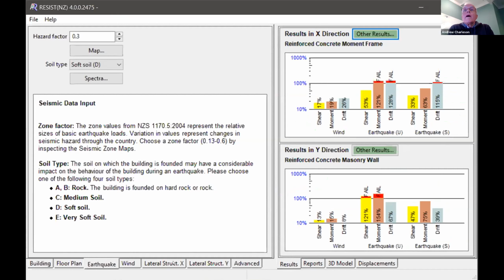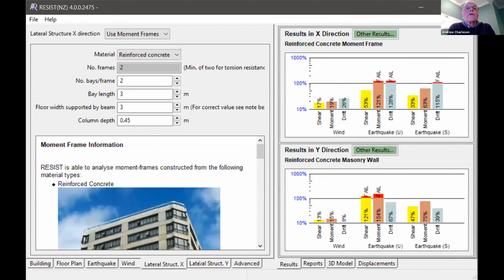Yep, it's failing a little bit because of the changes. Increase your column sizes. There you go, it's close enough. Yeah, 0.5 is close enough.